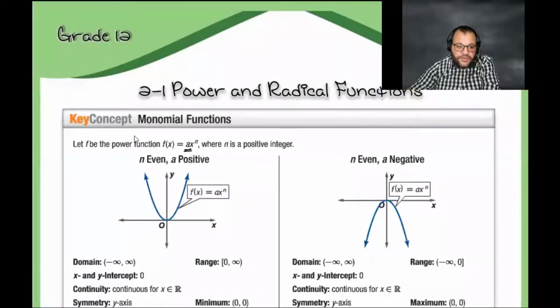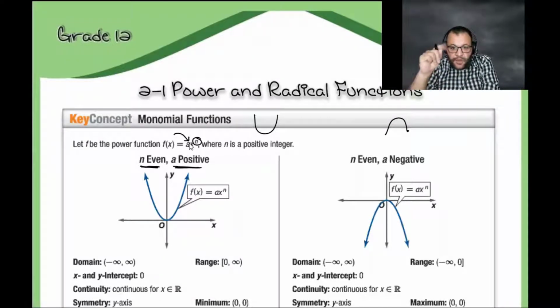If A is positive, it means the two end behaviors are going up. N is even, and the leading coefficient is a positive number. N, this power, is an even number. It means the two end behaviors are going up or going down. Whether it's going up or down depends on A, which is the leading coefficient, the coefficient of the X which has the greatest power.